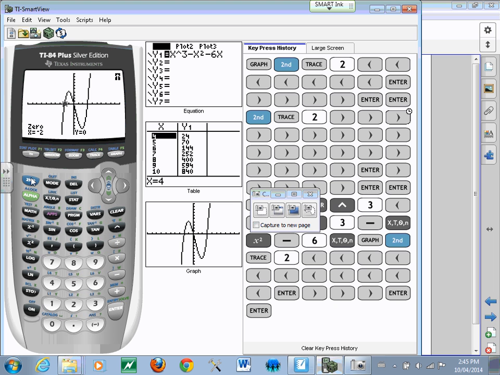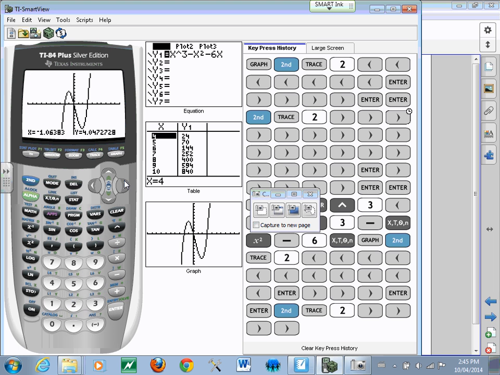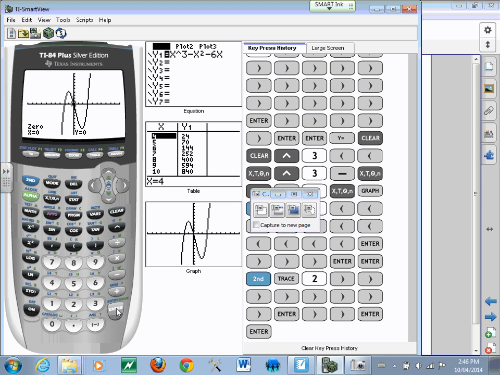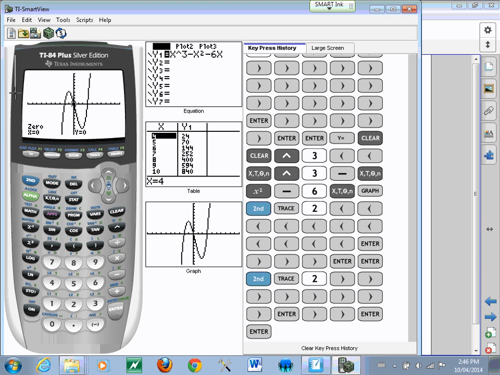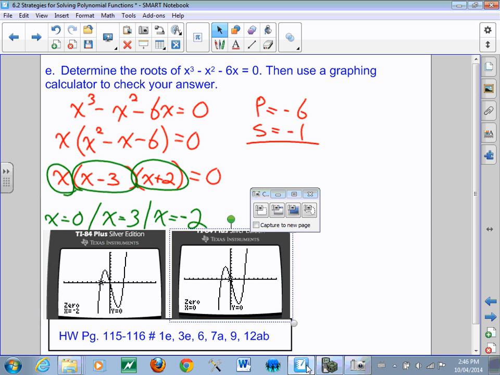Okay, so now we got to go second, trace, 2. Now, for the second one, when I'm doing left bound, I got to be over that first local maximum. So somewhere there. Hit enter. Get below it, hit enter, guess, enter. Okay, so there's my 0 one, so let's capture that one. Back onto my lesson.